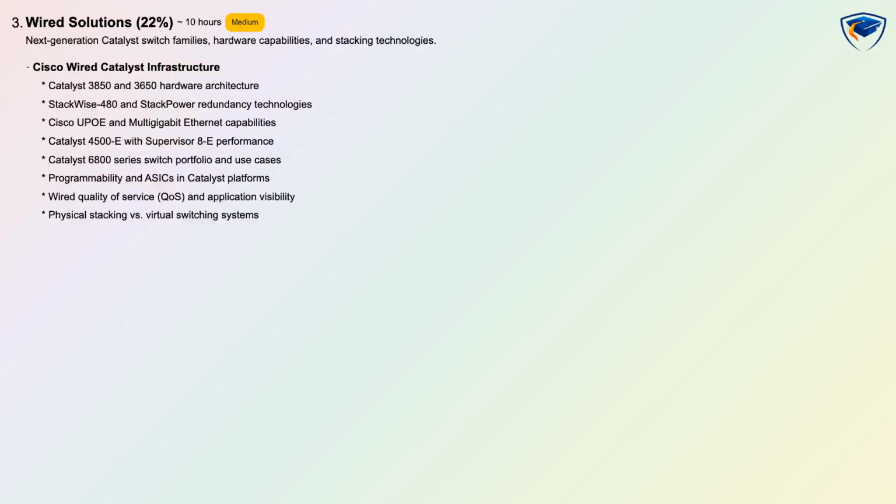The Wired Solutions domain, carrying 22% of the total weight, focuses on next-generation Catalyst switch families, hardware capabilities, and stacking technologies. This domain is further divided into topics such as Cisco Wired Catalyst infrastructure, which includes Catalyst 3850 and 3650 hardware architecture, StackWise 480 and Stack Power redundancy technologies, and more.